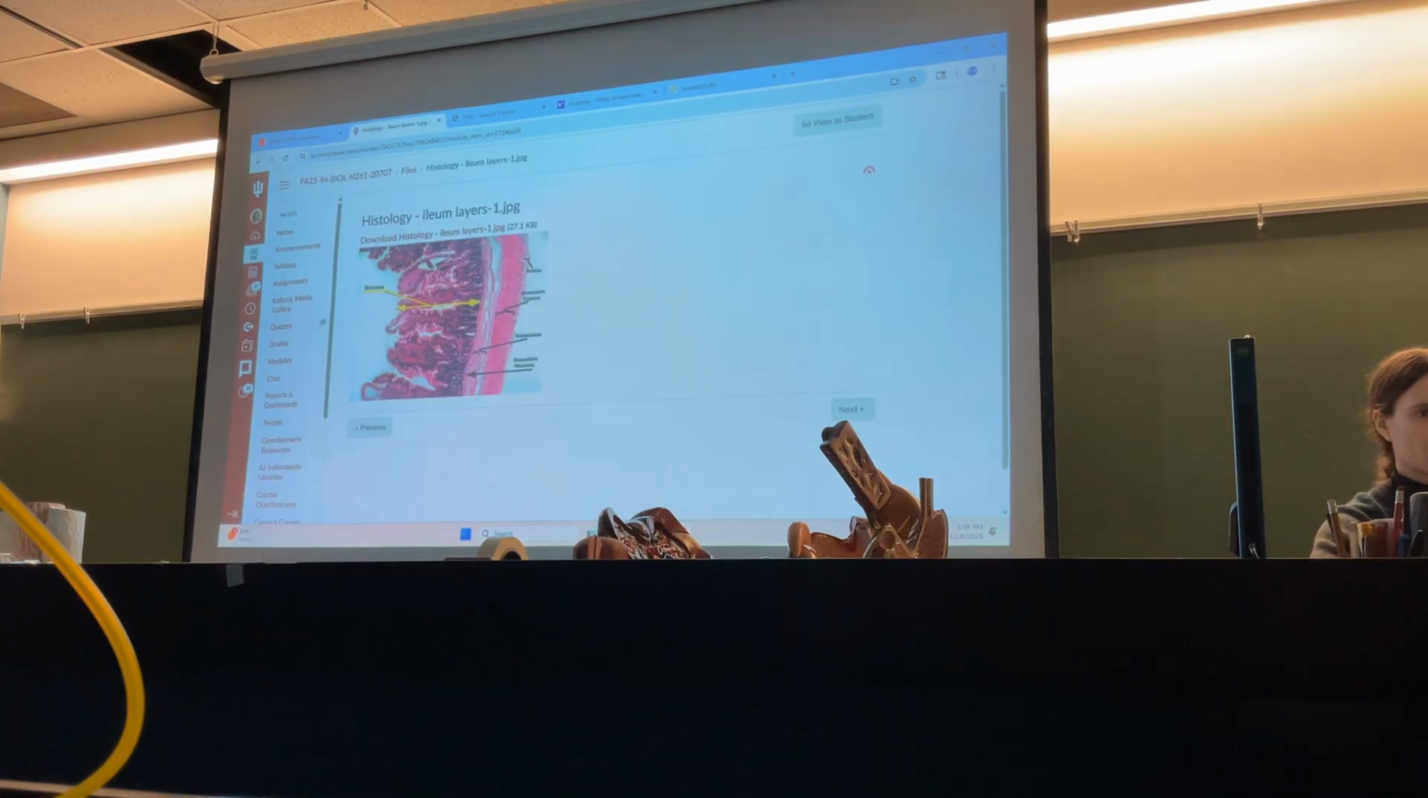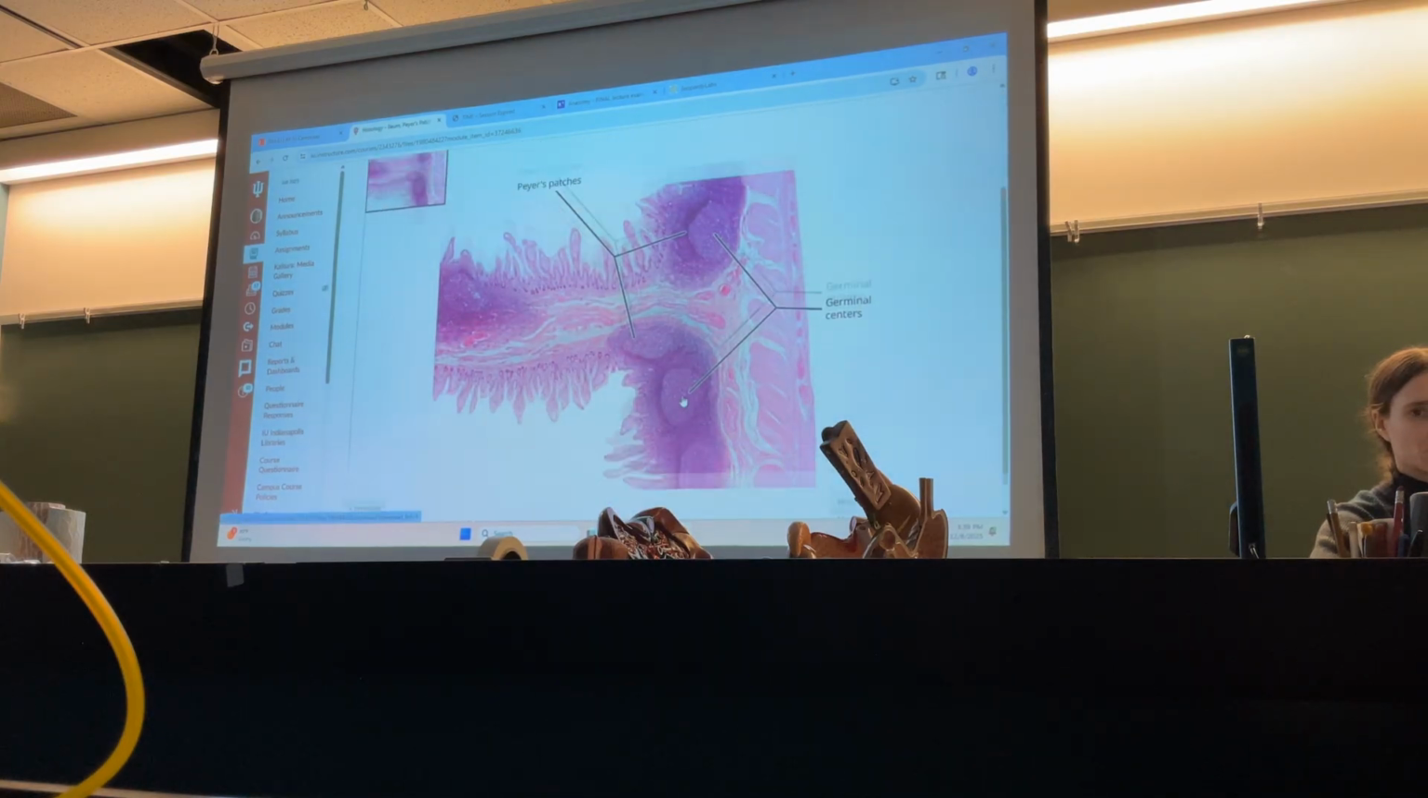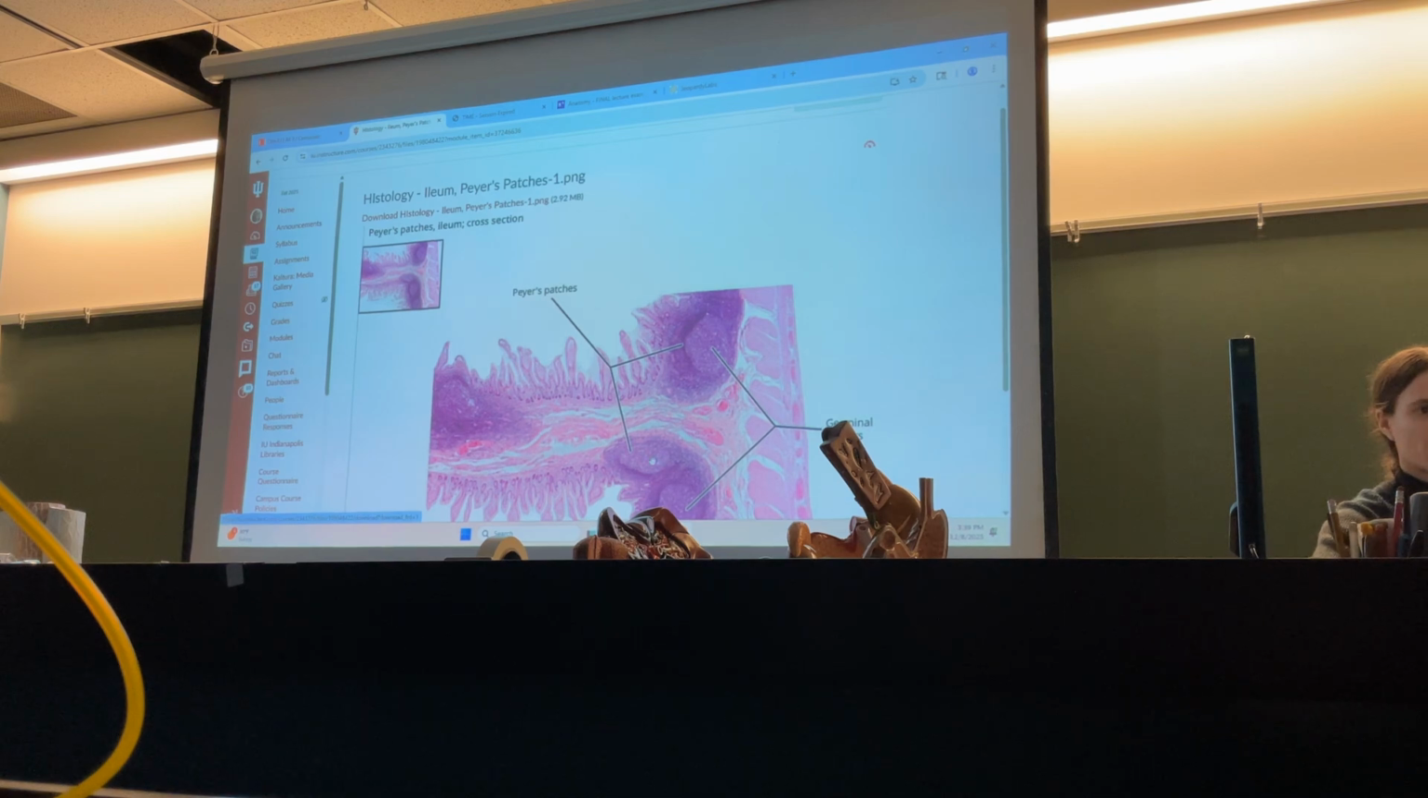Okay, the ileum. I think the ileum's usually pretty easy to see because of the Peyer's patches.